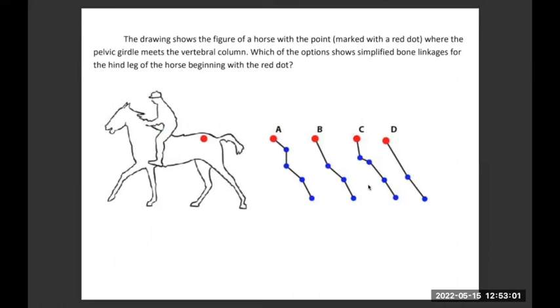So here you are given a horse with a man sitting on top in profile, and you're supposed to guess the correct position of the bone linkages of the horse at the place where the red dot is placed. The red dot is showing a bone linkage position, and you have to find the subsequent bone linkage position which follows that red dot along the leg. So what will be the bone linkage position, starting from the red dot till the leg?